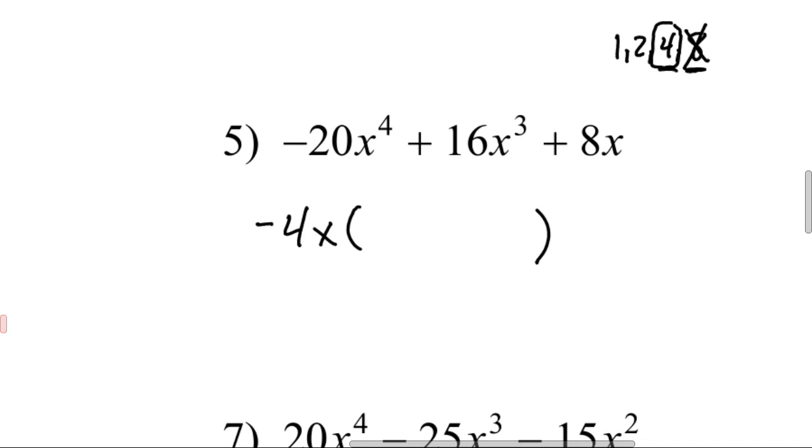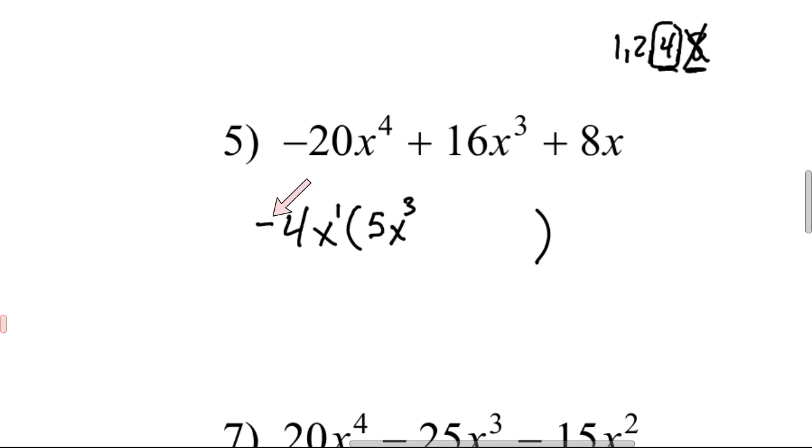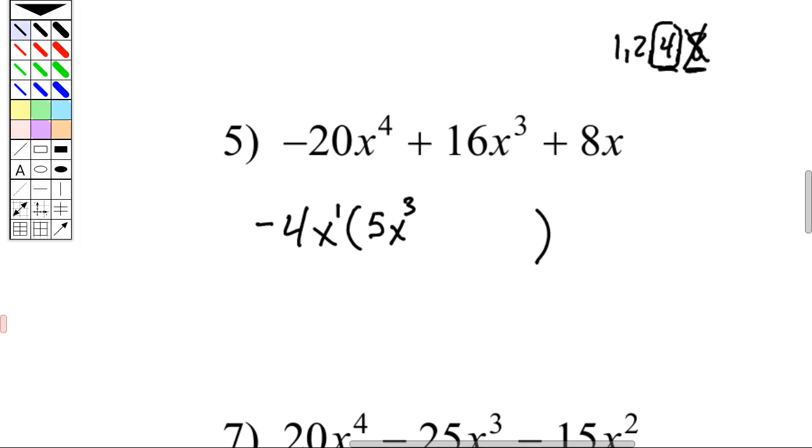So let's think about this. 4 times what makes 20? 4 times 5. And if I've got x to the 1, how many more x's do I need to make x to the 4th? I need 3 more x's. Notice because I had this negative changed to a positive, because what is negative 4 times positive 5? Negative 20. So this sign's going to flip. So it's going to become a negative.